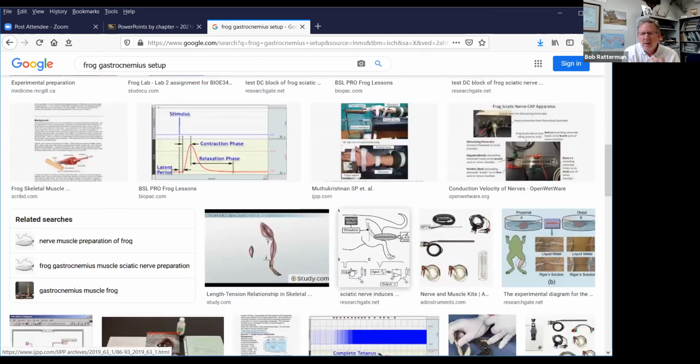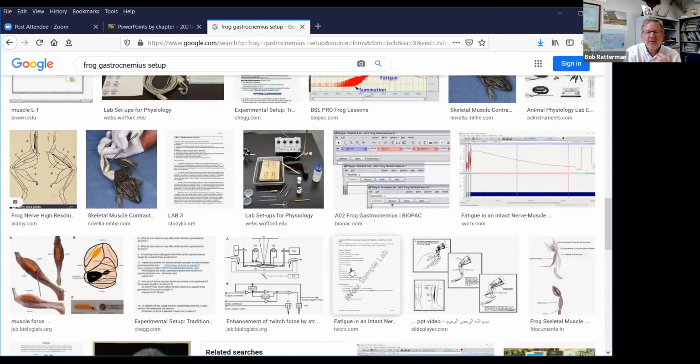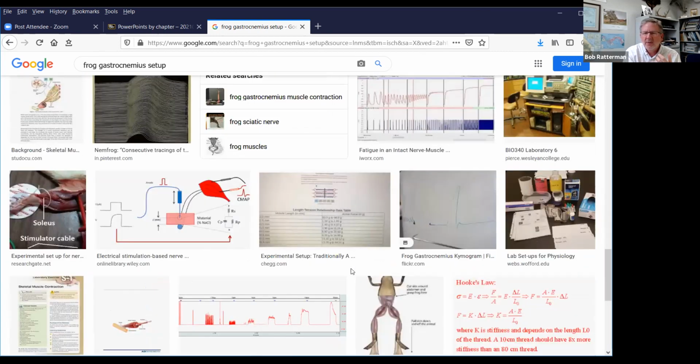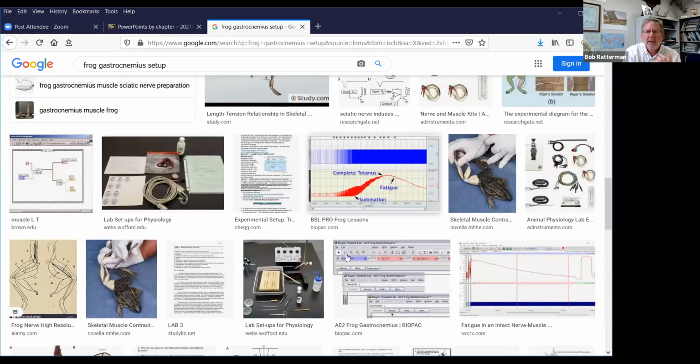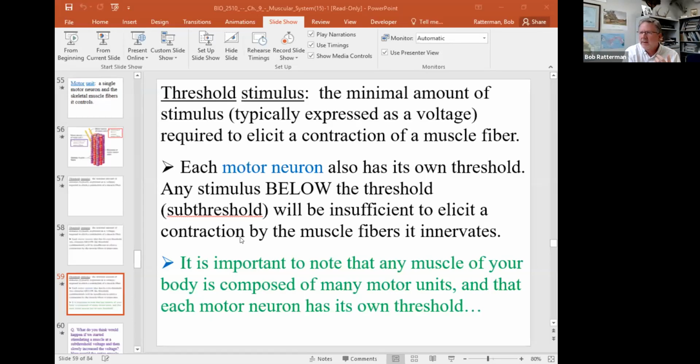I just don't see a good setup here that I can show you. I'm surprised there isn't one better shown here, but there isn't. Okay, so back to the diagram. Do you see the PowerPoint slide again now? Okay.